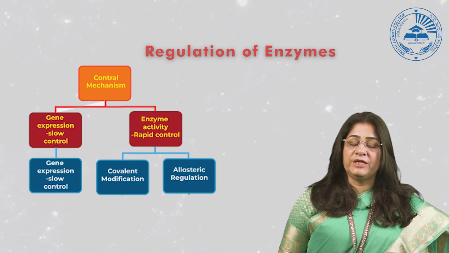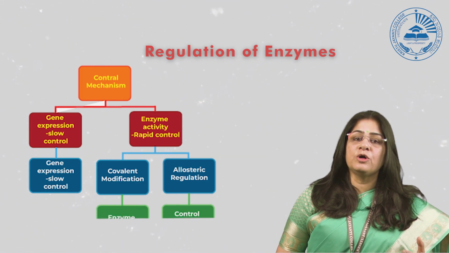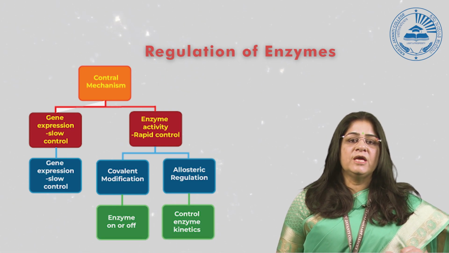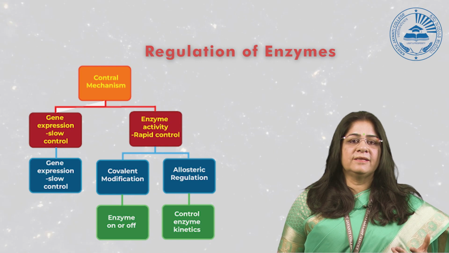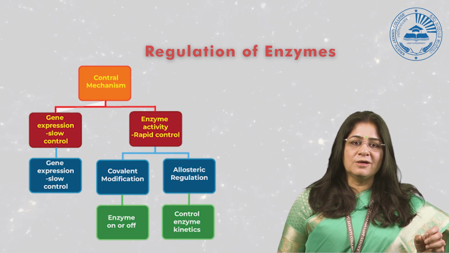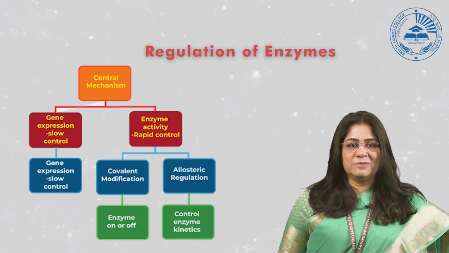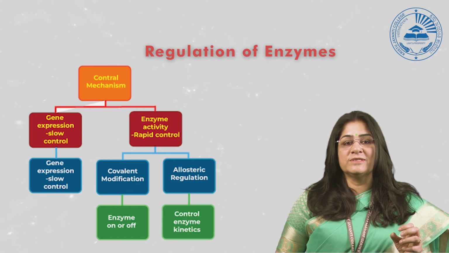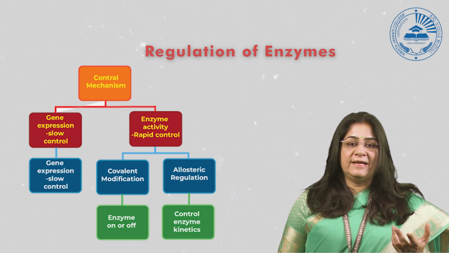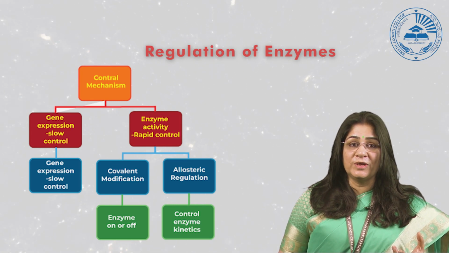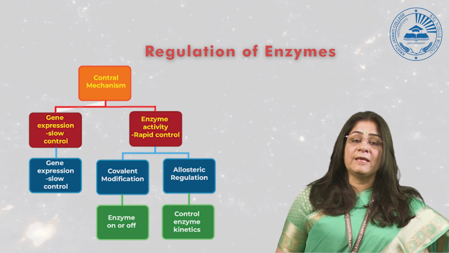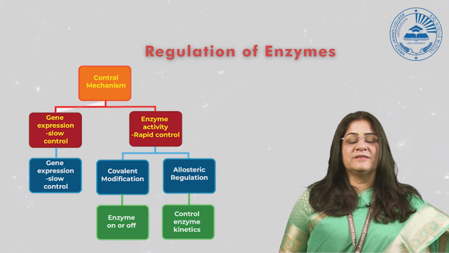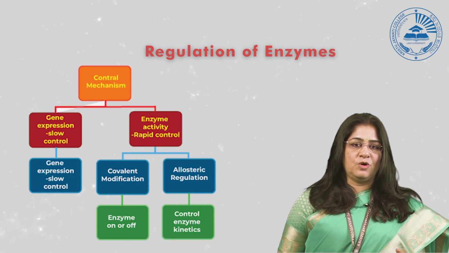In covalent modification, an enzyme is switched on or off. For example, when you are sitting in the dark, you want to switch on the light. You switch it on, then the light comes. When you switch off, the light goes off and it becomes dark again. In the same way, the switch is certain molecules like a phosphate group, or it can be an adenylate group, or it can be a uridyl group. These molecules come and bind to your enzyme by covalent bond, and they switch the enzyme on or off.